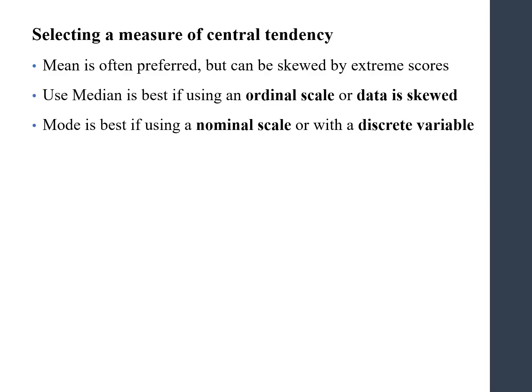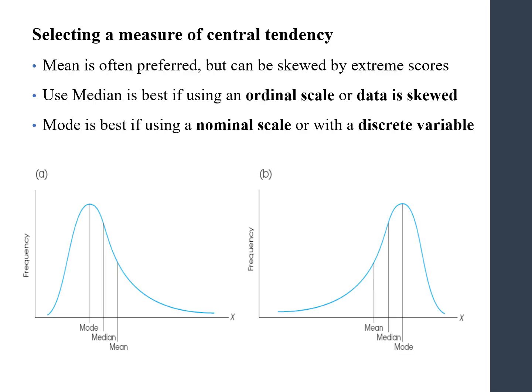The measure of central tendency you use depends on the type of data you have as well as your distribution. The median is a good choice if you have ordinal data, which, if you remember from Chapter 1, is data with an ordered sequence, such as small, medium, and large. And it's also a good choice for skewed data. You can see from this graph that the median is the midpoint regardless of skew direction.